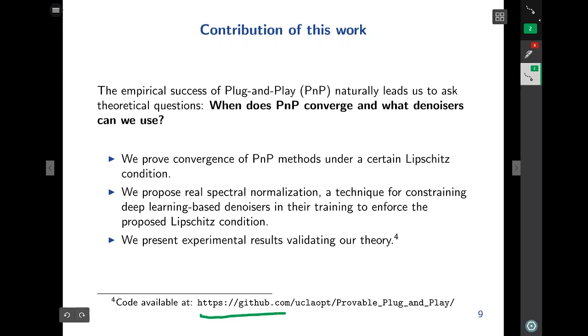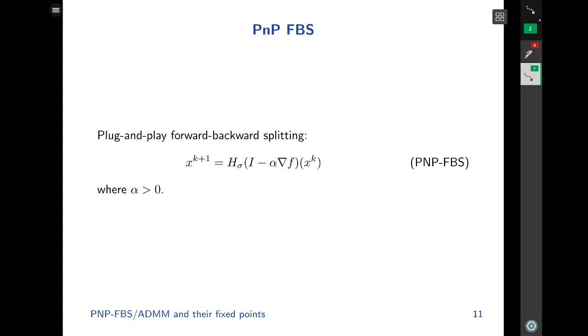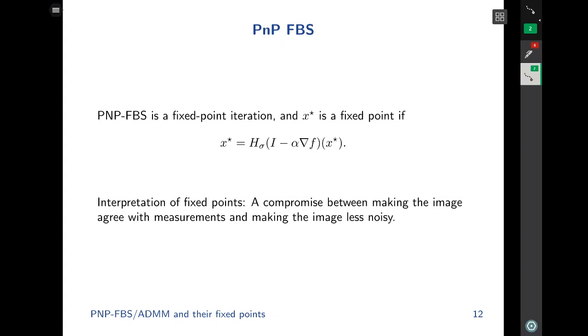We now present the plug-and-play methods. Plug-and-play forward-backward splitting is an iteration of this form. We first perform a gradient update and then we apply the denoiser. Plug-and-play forward-backward splitting is a fixed-point iteration. We say X star is a fixed point if it satisfies this fixed-point condition.